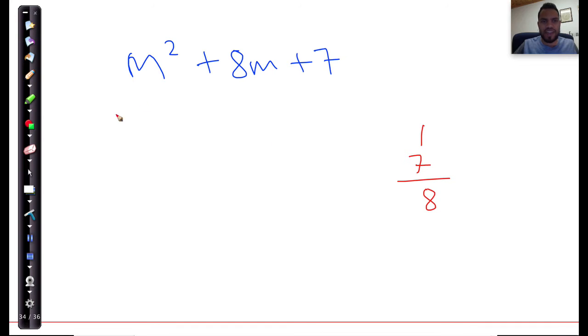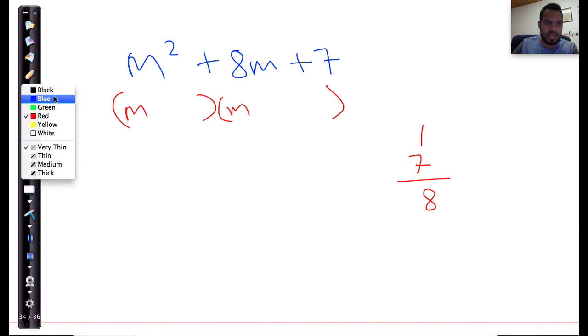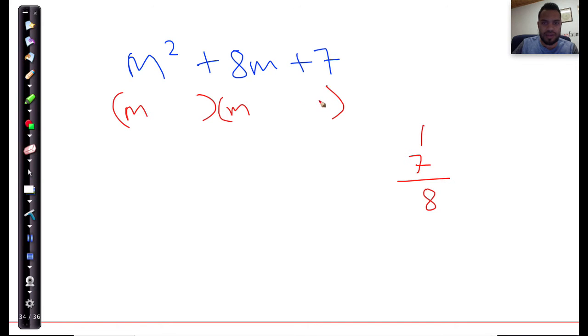So I've got my set of factors over here, and as long as I see the coefficient of the leading quadratic term is 1, then I can just make this m, and I can just make this m, because when I multiply them I get m squared. Then I'm going to put in the brackets, I'm going to say, well, okay, my factors are 7 and the other factor is 1.